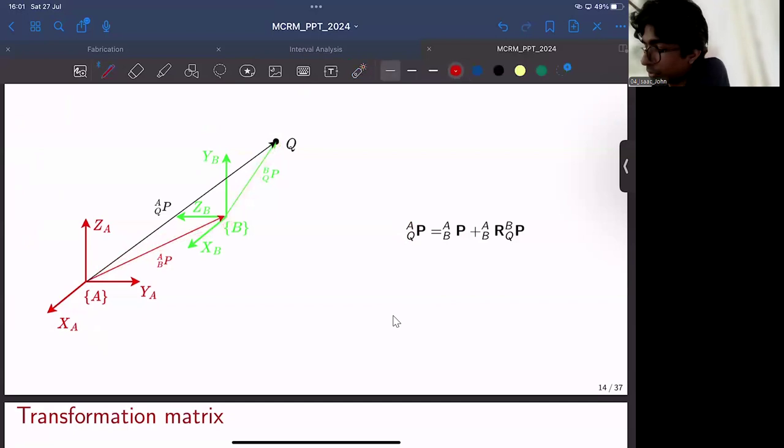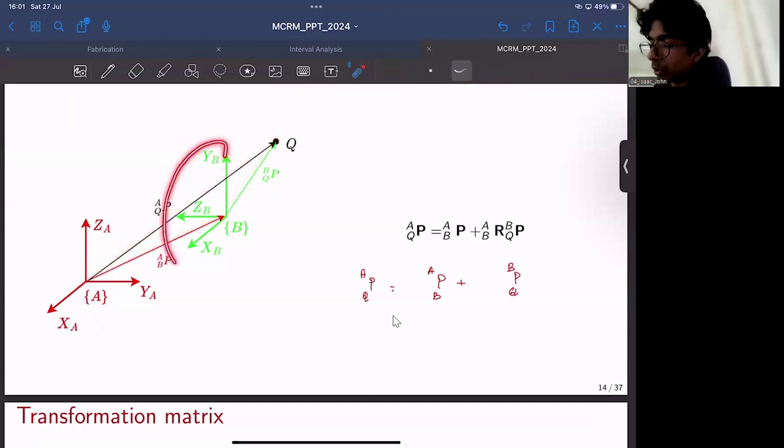Again, for example, by using vector addition, the position vector of Q with respect to A is the position vector of B with respect to A plus the position vector of Q with respect to B. Again, this is nothing but a simple vector addition. But if the frames are not aligned, you may notice that the superscripts here are different. These two terms are expressed with respect to frame A, but the final term is expressed with respect to frame B. So that will give you the wrong results.